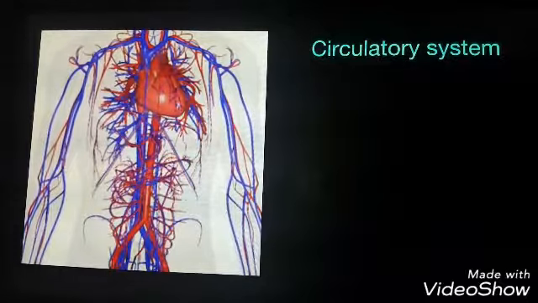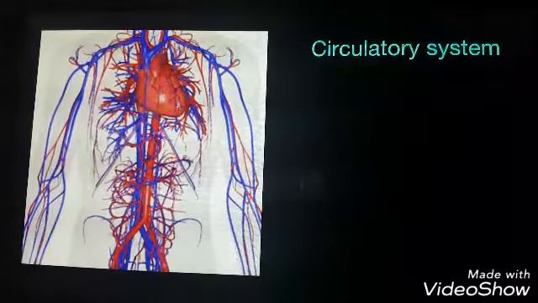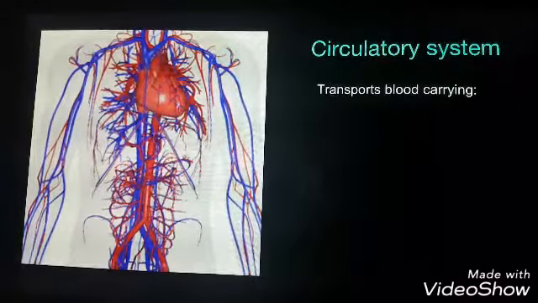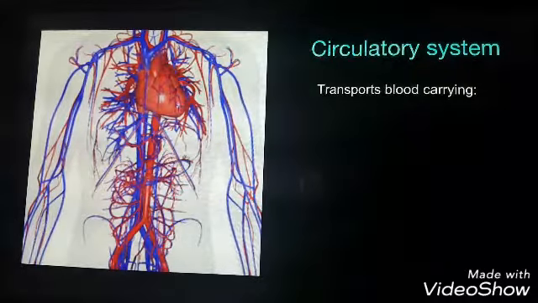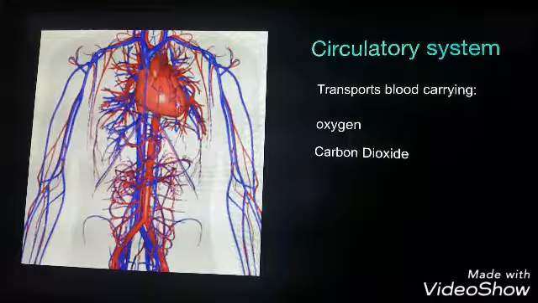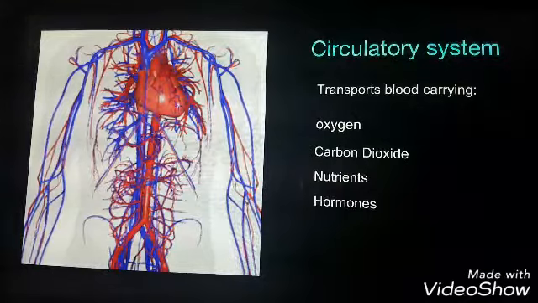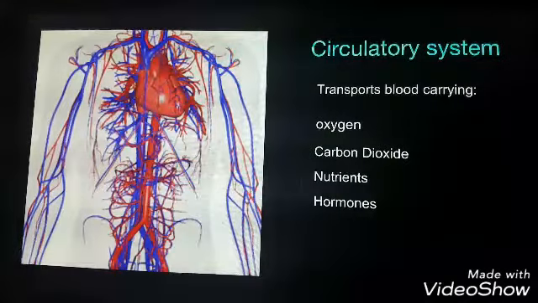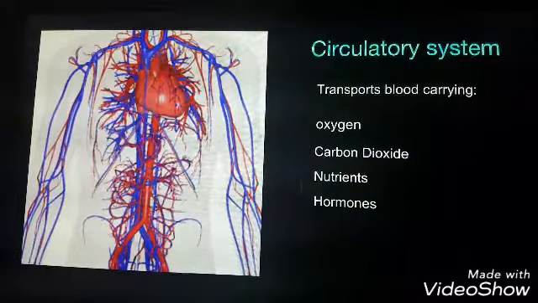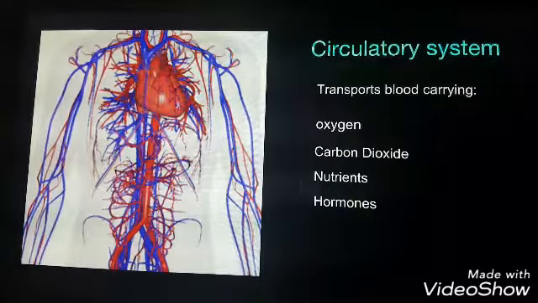So the heart is an integral part of your circulatory system because it is responsible for pumping the blood which transports oxygen, carbon dioxide, nutrients, and hormones to the muscles, tissues, and cells in our bodies. Without the heart, the circulatory system would be unable to circulate these substances to our bodies, and our bodies would be deprived.